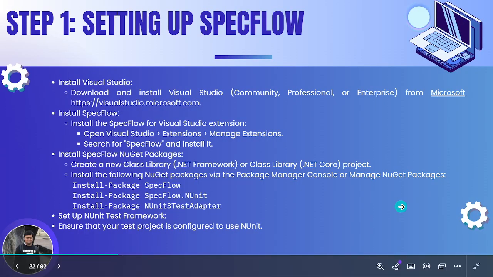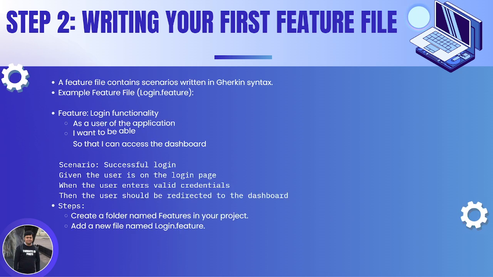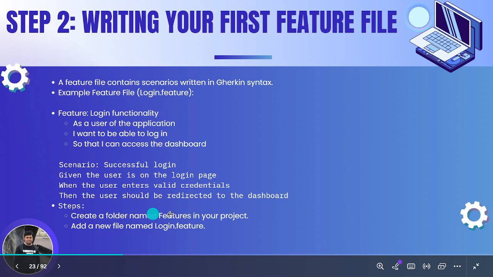So next is writing your first feature file. A feature file contains scenarios written in a natural language, that is, a feature file login.feature, and you can describe login functionality: as a user of the application, I want to be able to log in so that I can access the dashboard. Then you can write the same thing in the given-when-then format, and then create a folder named features in your project. Add a new file named login.feature.